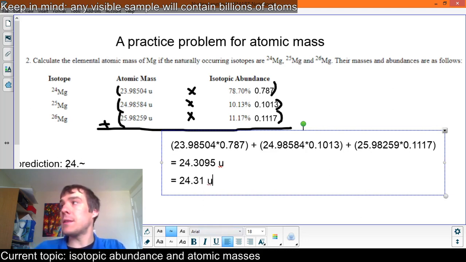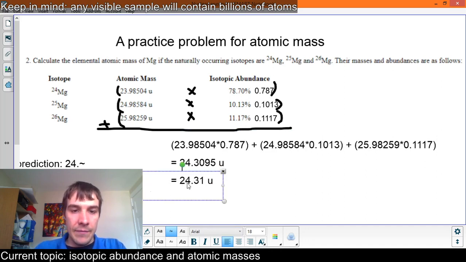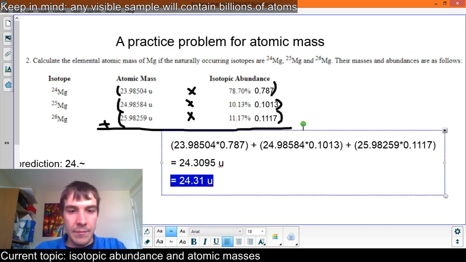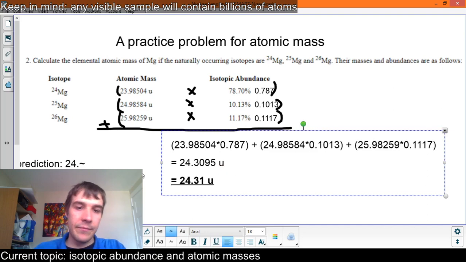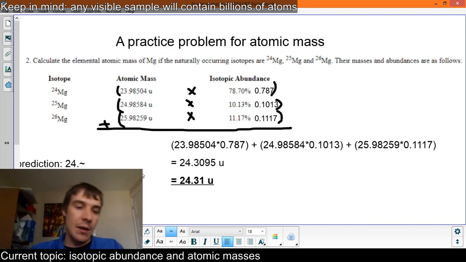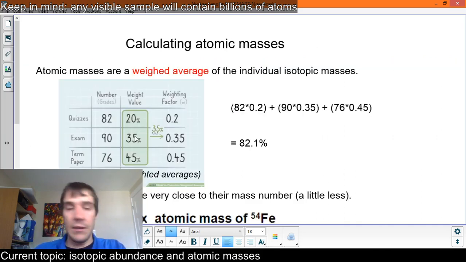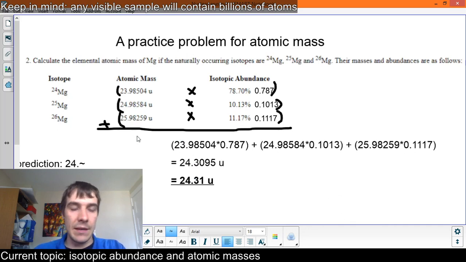Hey, it matches our prediction. It's a little bit more than 24, which makes sense. 24.31, and you can even check it on the table, right? On the table, we have 24.305, so yeah, pretty much bang on the money. And that's how you do these calculations. It's very much like doing one of these weighted averages, because it's kind of what it is.